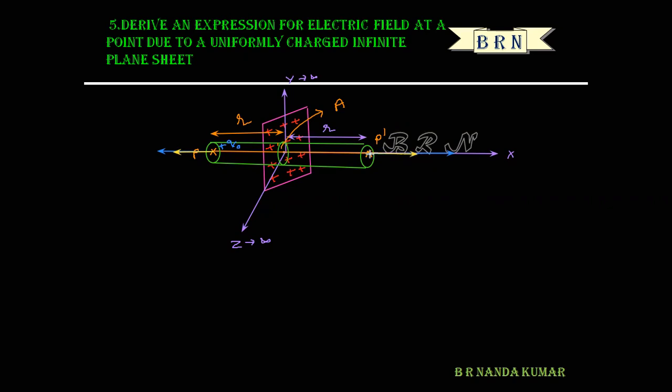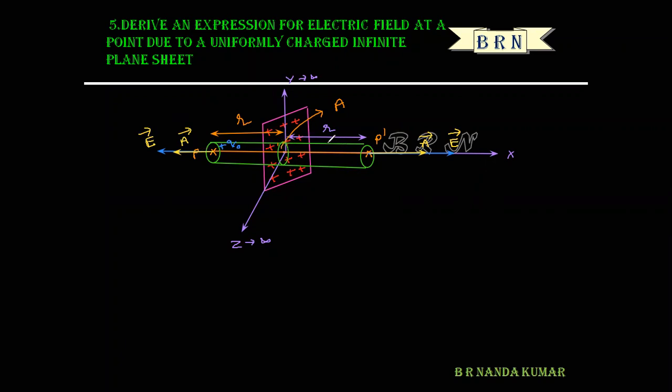So this is the direction of normal. That means the A vector. So this is the A vector, and this is the direction of electric intensity, and this is the direction of electric intensity. So electric intensity is directed away from the uniformly charged infinite plane sheet.